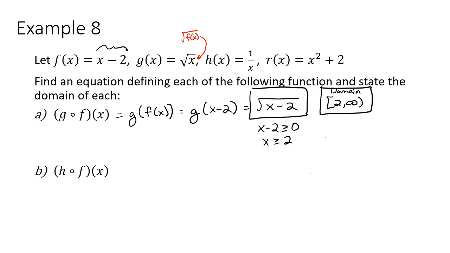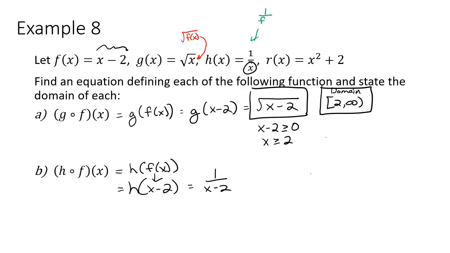Next up, we've got part B, h composed with f of x, h of f of x. Once again, the f of x on the inside is x minus 2, but this time we're plugging it into the function h. So this would be, instead of 1 over x, 1 over x minus 2. Again, this is just us plugging the function f of x in for x in the function h. All right, and once again, that's it. There's no simplification to be done here. That's as good as it gets.